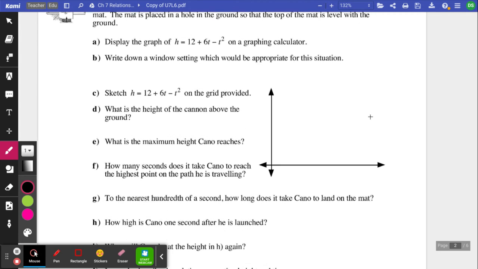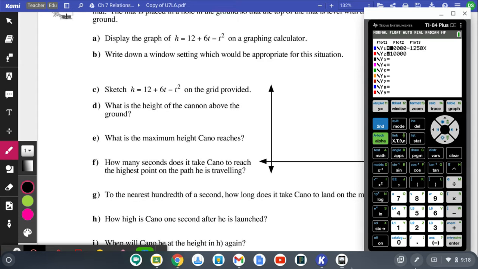So it says display it on the graphing calculator. Okay, let's go. Is this going to be linear? Anybody? Anybody think it's going to be a linear equation? No. How do you know by looking at the equation? There's a little squared. Okay, good. I'm glad you caught on to that. So I'm going to go 12 plus 6x minus, yeah, everybody needs to do this, x squared.